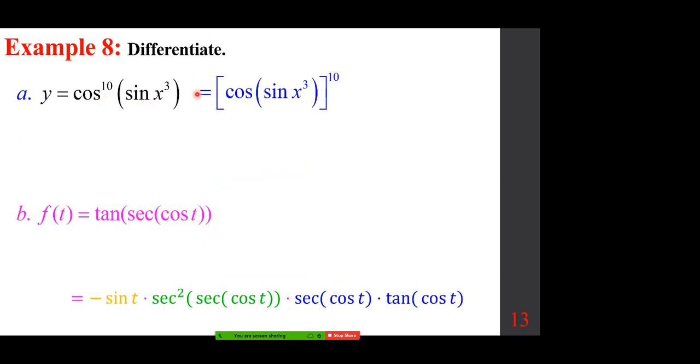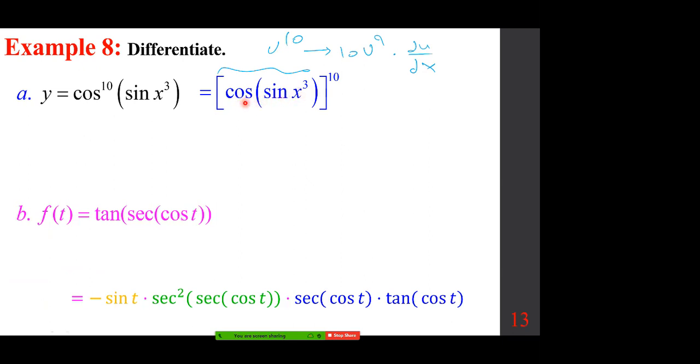So 10 sits in front. You write the same thing to the power of 9. That means 10 cosine to the power of 9 of sine x cubed. Now we're going to take the derivative of the brackets. So 10 sits in front, cosine to the power of 9 of this. In fact, if it helps you, class, you can write this as u to the power of 10, which gives you 10 u to the power of 9 du dx, if you want to do that. Either way is fine. So now what is the derivative of this inside?